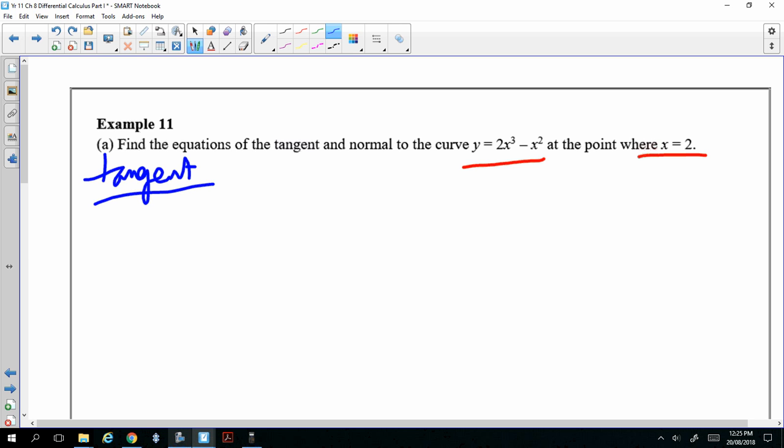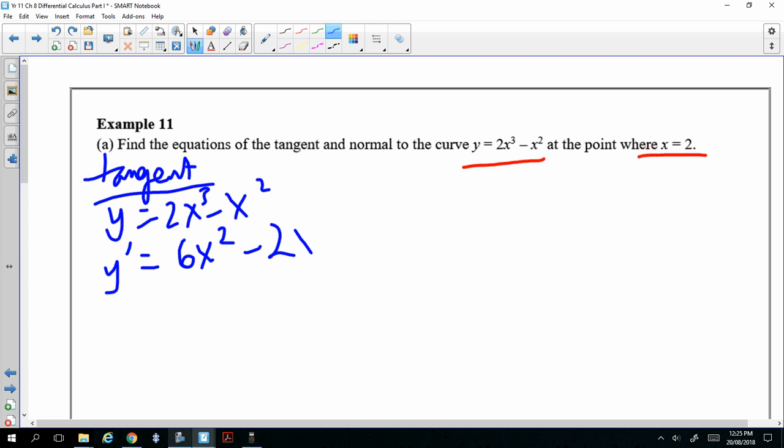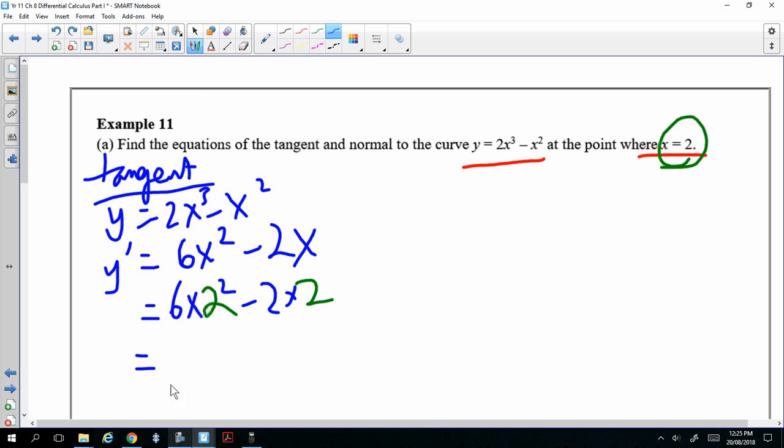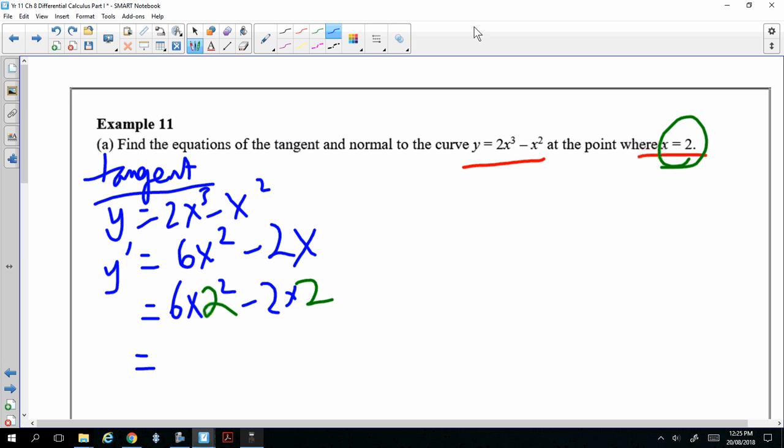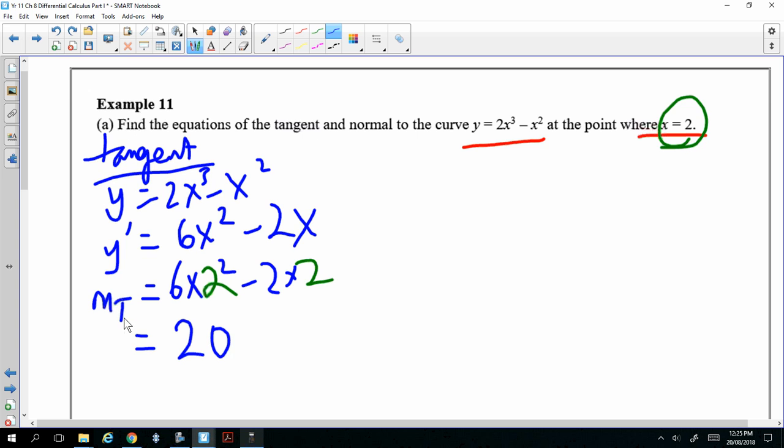So you go y dash equal 6x squared minus 2x. And then you substitute x equal to 2 in here. And then you do 4 times 6. So the gradient is 20. So that's the gradient of the tangent. And once you do that, you can do y minus y1 equal to m times x minus x1.